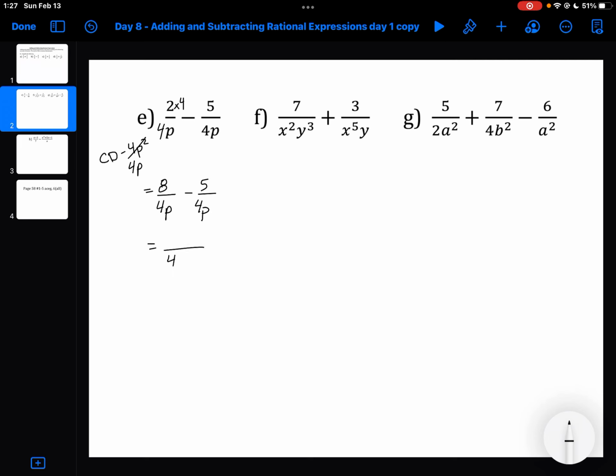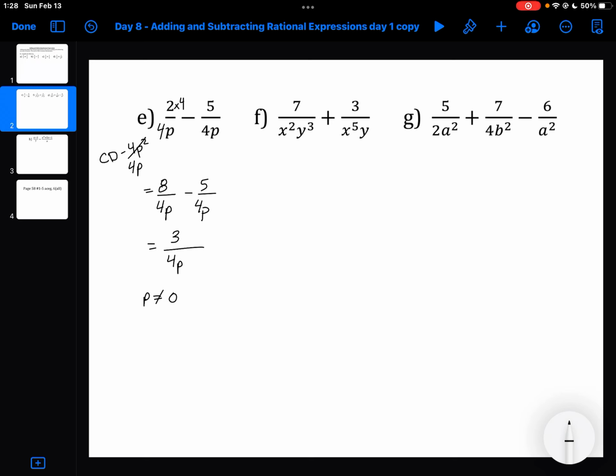Now my denominators are common, so I can subtract the numerators, and then I've got a variable on the bottom, so I can state my restriction. If p is equal to 0, that's the only value that's going to make the denominator equal to 0, which is going to give me a restriction.